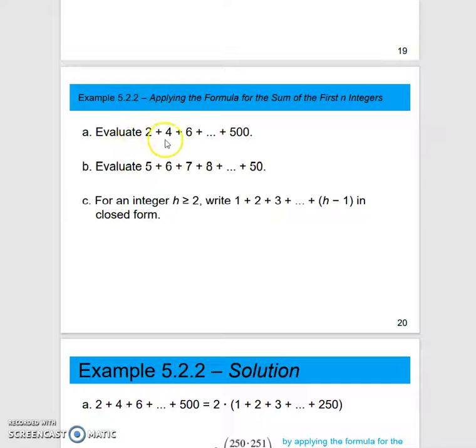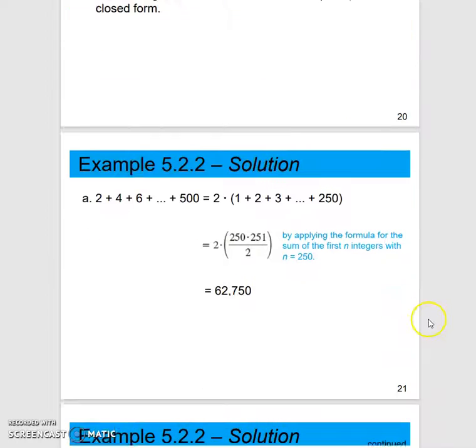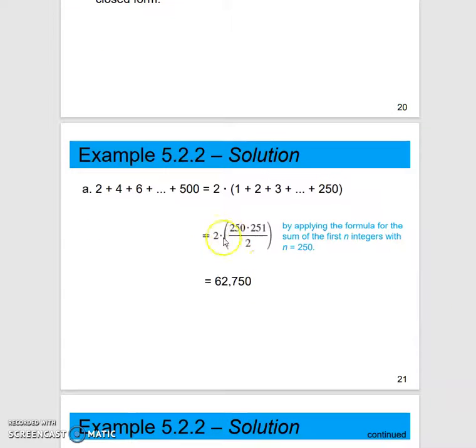So let's say we've got 2 plus 4 plus 6 all the way up to 500. You'll notice we do just have the evens there. So I'm going to write that as 2, and then times 1 plus 2 plus 3 all the way up to 250. So let's do the formula up to 250. So there's my formula. And then we crunch those numbers, and of course multiply the 2 out in front, which gets me 63,750.